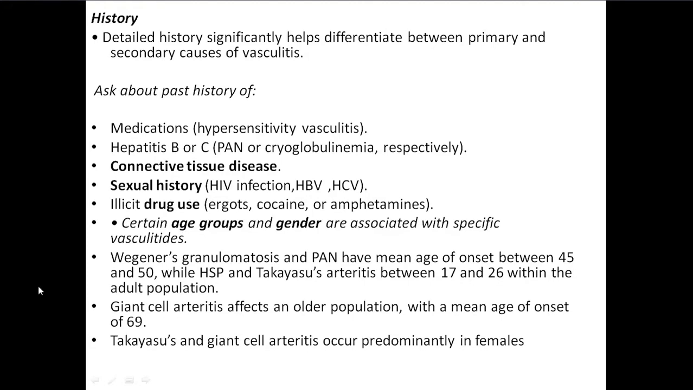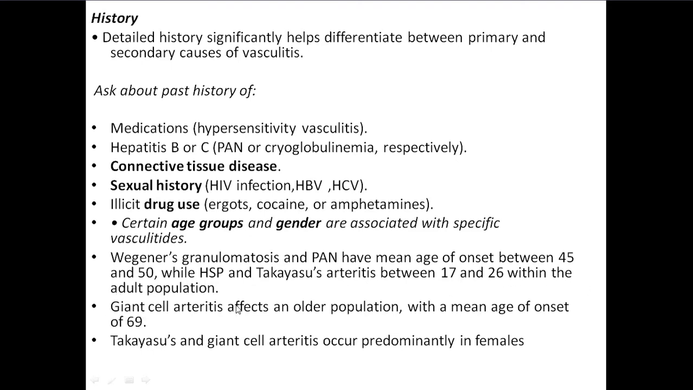Certain age groups and genders are associated with specific vasculitis. Some are seen in younger age groups and some in older age groups. Temporal arteritis is seen in the 4th to 6th decade, whereas Kawasaki disease and others are seen in younger age groups. Wegener's granulomatosis and polyarteritis nodosa have a mean age between 45 and 50. Henoch-Schonlein purpura and Takayasu arteritis are seen in the younger population, around 17 and 26.